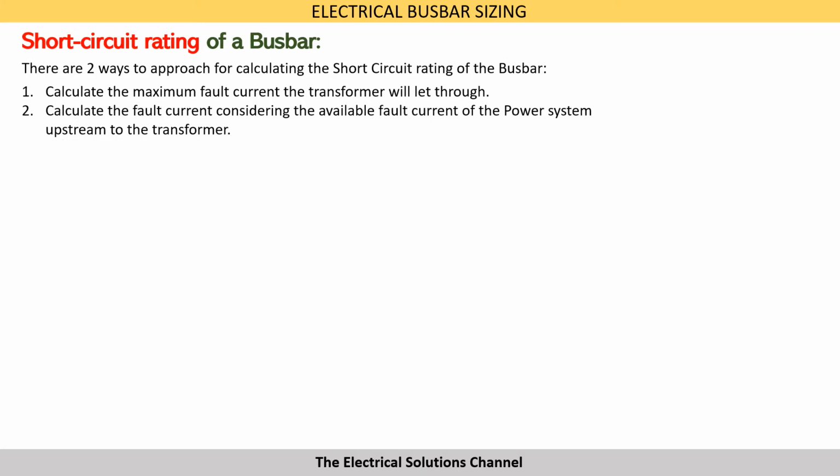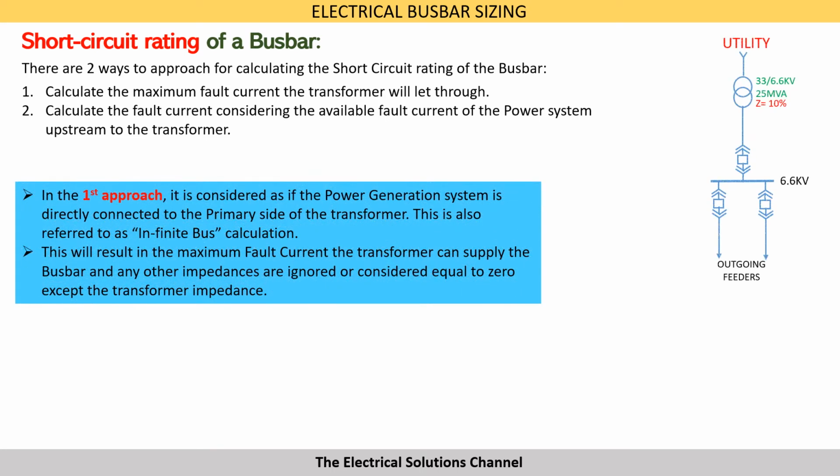After calculating the continuous current rating of the busbar, we now need to calculate the short circuit current rating. There are two approaches to calculating the short circuit current rating. In the first approach, we calculate the maximum fault current the transformer will let through. While in the second approach, we calculate the fault current considering the available fault current of the power system upstream to the transformer. In the first approach, it is considered as if the power generation system is directly connected to the primary side of the transformer. This is also referred to as infinite bus calculation.